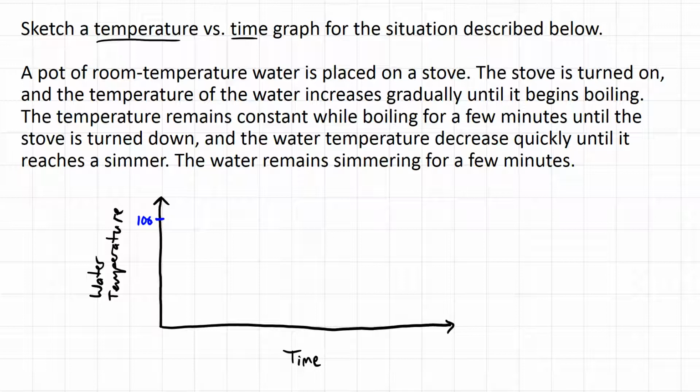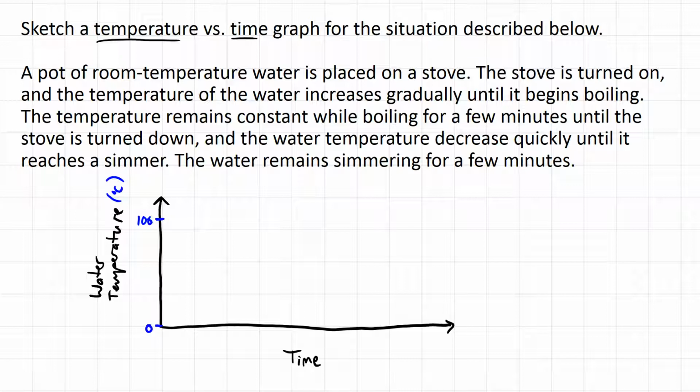Which means I could even add units, degrees Celsius, to my y-axis, or my y variable. And similarly, I could put 0 at the bottom if I wanted. This isn't totally necessary. You could just sketch it without those values, but just because we know something about how water boils, I think it's worth adding.